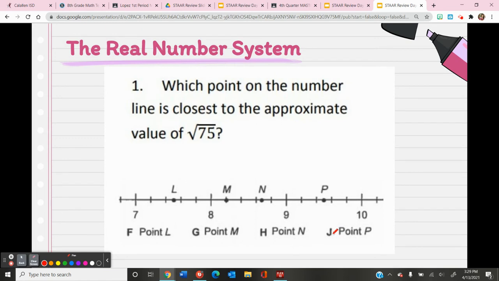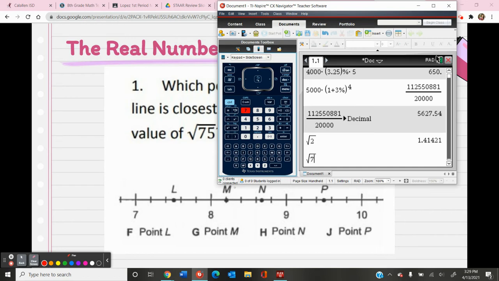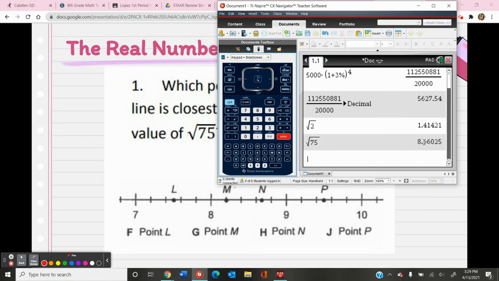So number 1 says, which point on the number line is closest to the approximate value of the square root of 75? So before I can determine where it lies on the number line, I have to put this in my calculator and see what it equals. So going to my calculator, I'm going to put the square root of 75. And this is what I get, 8.66025.